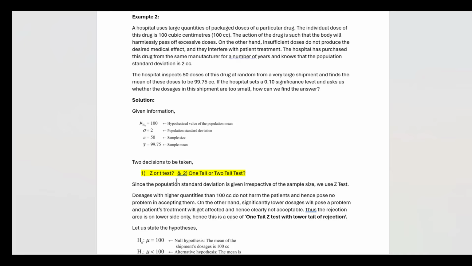But on the other hand, insufficient dosages do not produce the desired medical effect and they interfere with patient treatment. So clearly on the lower side we will not be able to accept the consignment. The hospital has purchased this drug from the same manufacturer for a number of years and knows that the population standard deviation is 2 cc. The hospital inspects 50 dosages of this drug at random from a very large shipment and finds the mean of these dosages as 99.75.